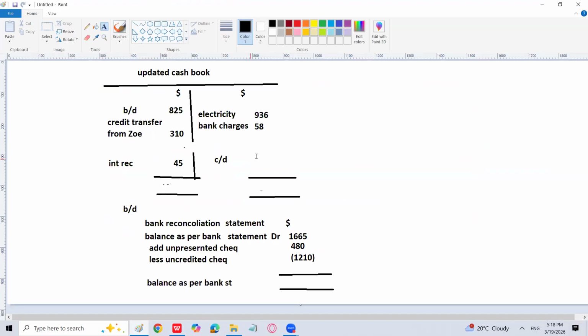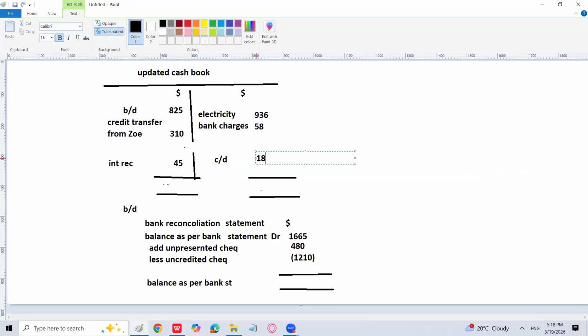But here you can get the total, and this is 186. So brought down, this is a debit balance of 186. That is the corrected cash book balance, right? The total is going to be 1180 over here, and here also comes 1180.